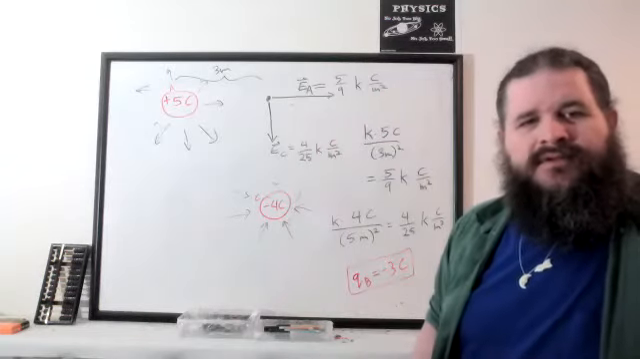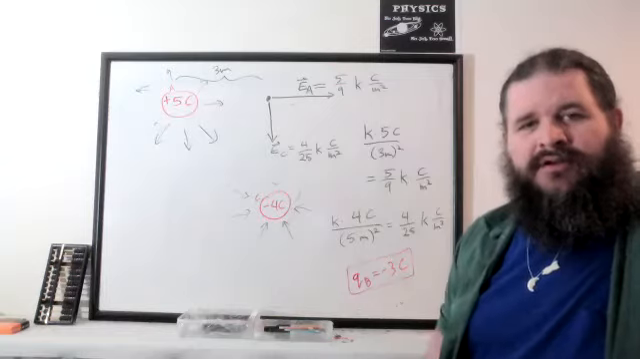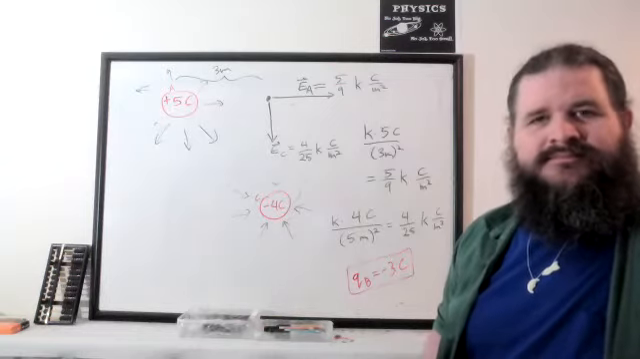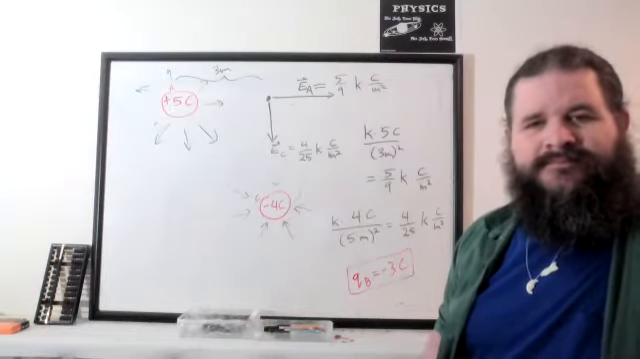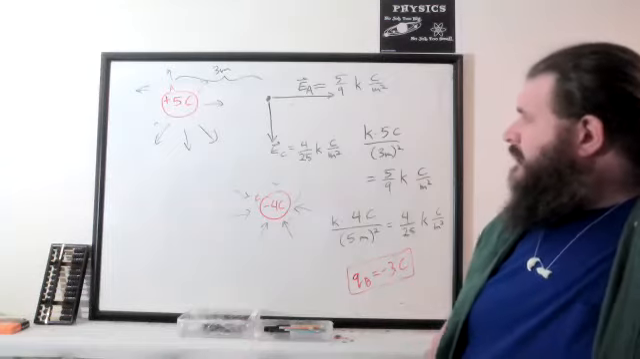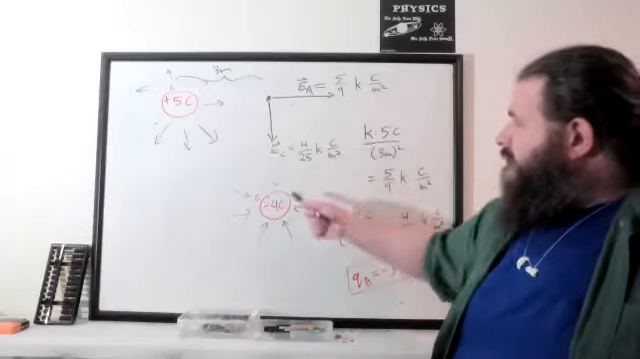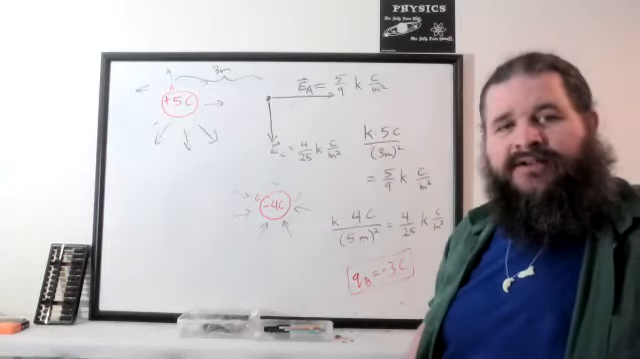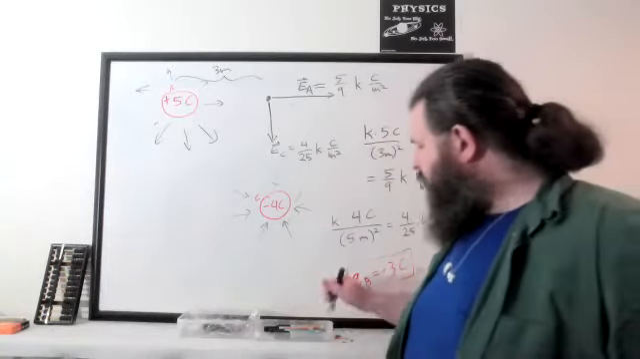And now what do we do with those? Now that we have both of the electric field contributions. Yeah, vector addition. And note that this means we can't just add 5/9 plus 4/25 because they're not in the same direction. We've got to add these as vectors.